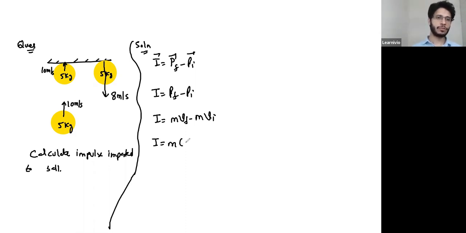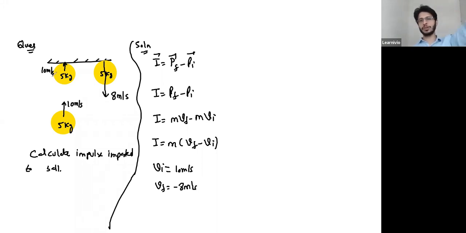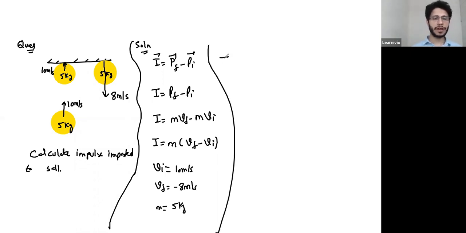I can take m as common. This is v final minus v initial. V initial is 10 meters per second. V final is minus 8 meters per second, because if I'm taking upwards to be positive, then downwards is negative. And the mass of the body is 5 kg. If I substitute all these values here, it's 5 into v final minus v initial, which is minus 8 minus 10. So 5 into minus 18 comes out to be minus 90 Newton seconds.